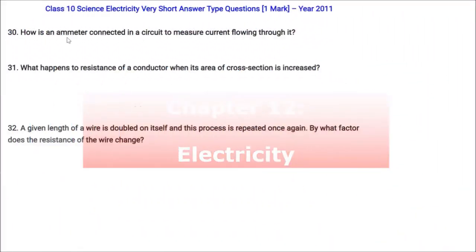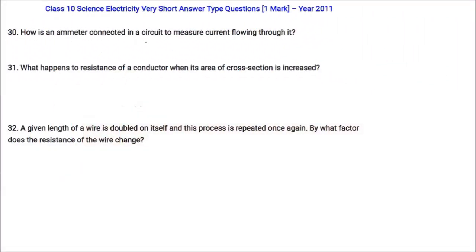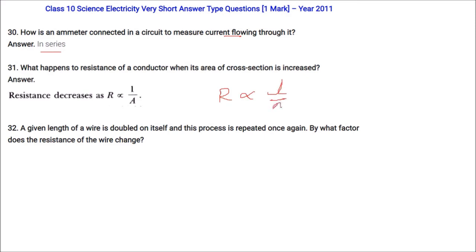How is an ammeter connected in a circuit to measure the current flowing through it? The ammeter is connected in series in a circuit to measure the current flowing through it. What happens to the resistance of a conductor when its area of cross section is increased? R is directly proportional to length and inversely proportional to A. So the resistance would decrease if the area of cross section is increased, because it is inversely proportional.